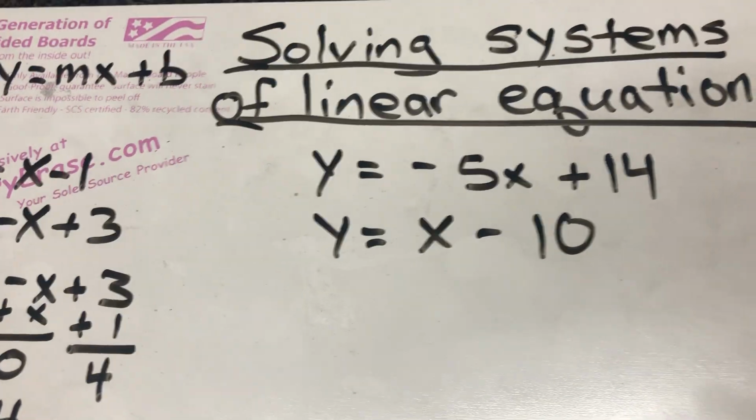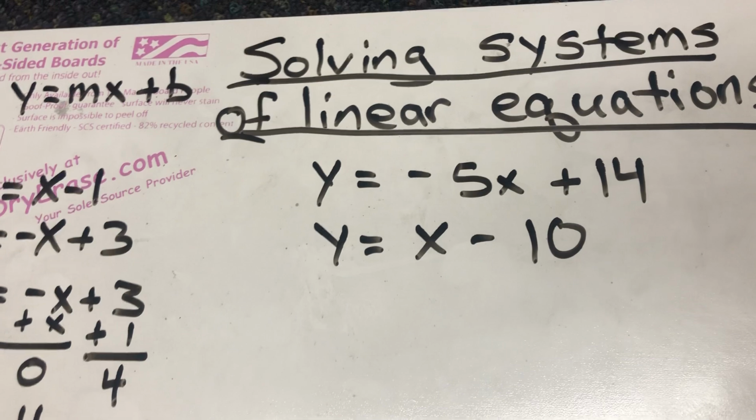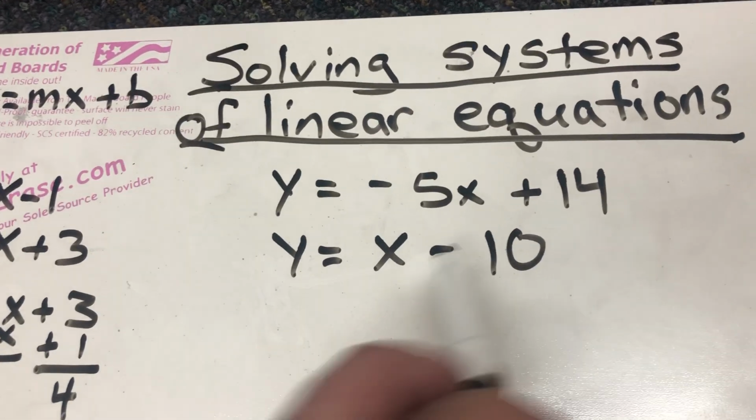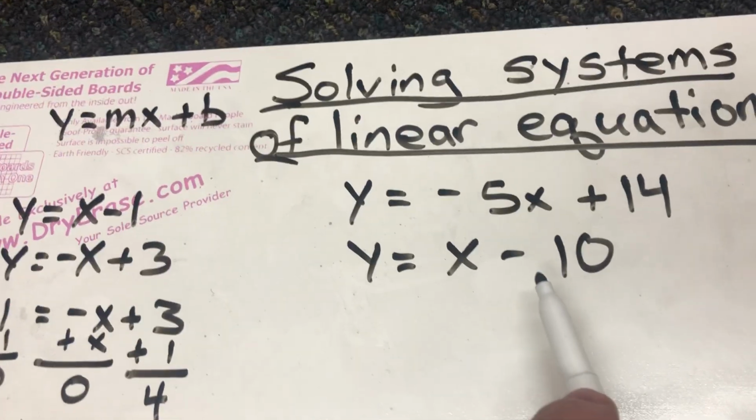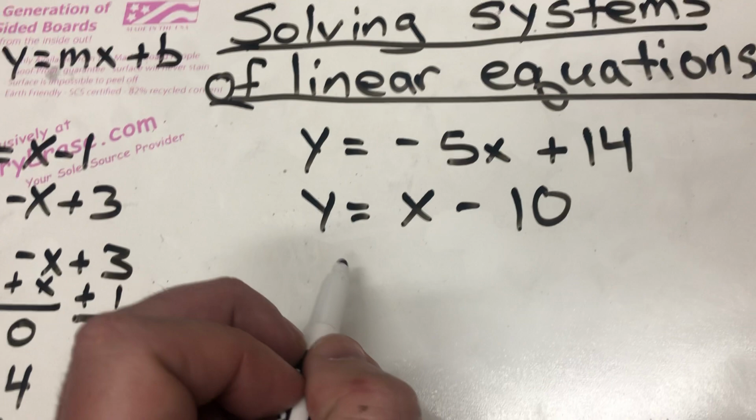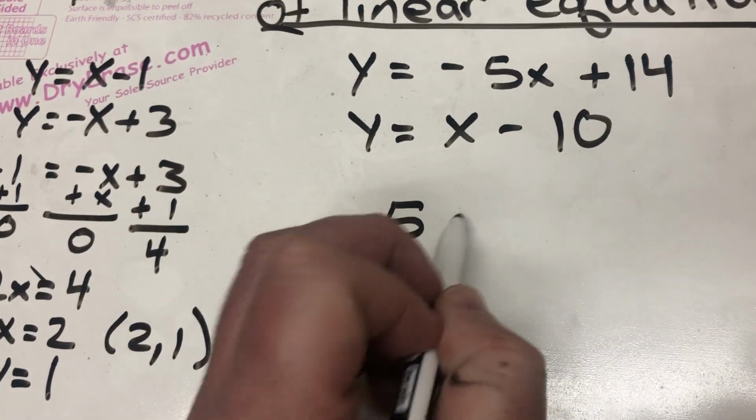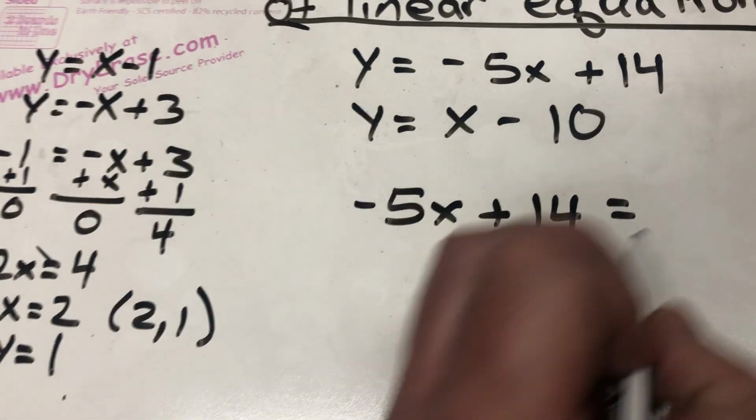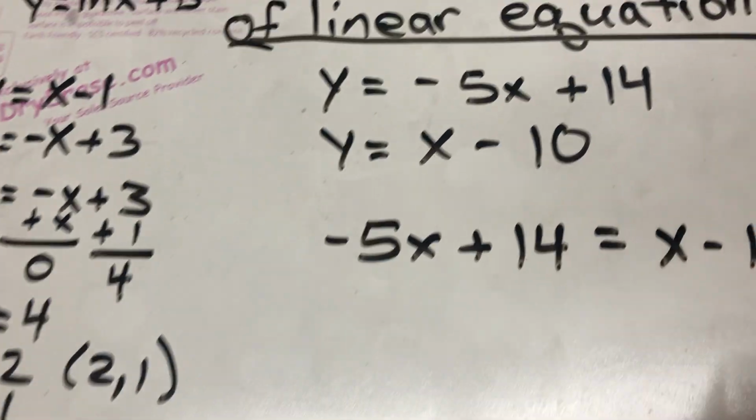Let's go to this one. Y equals negative 5x plus 14. Y equals x minus 10. Well, they're already both in slope-intercept form for us, so that helps. So once again, I can just make them equal. Negative 5x plus 14 equals x minus 10.